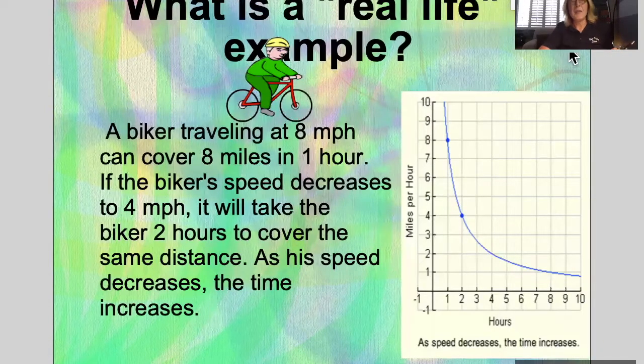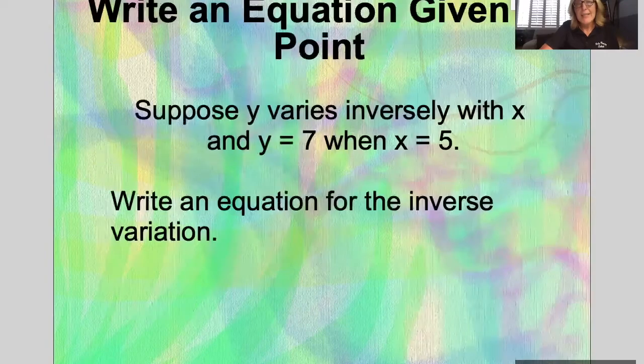Here's an example. My little bike rider is traveling at 8 miles per hour and he covered 8 miles in 1 hour. That's what miles per hour means. If the biker's speed decreases to 4 miles per hour, it would take 2 hours to cover the same distance. So as your speed decreases, the time to go the same distance would increase, and vice versa. That is what an inverse variation is. So let's say we wanted to write an equation given a point.